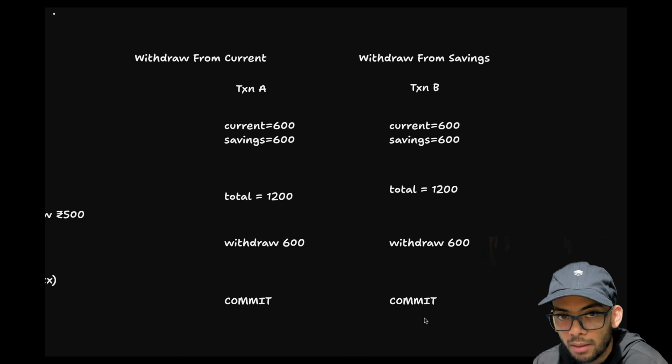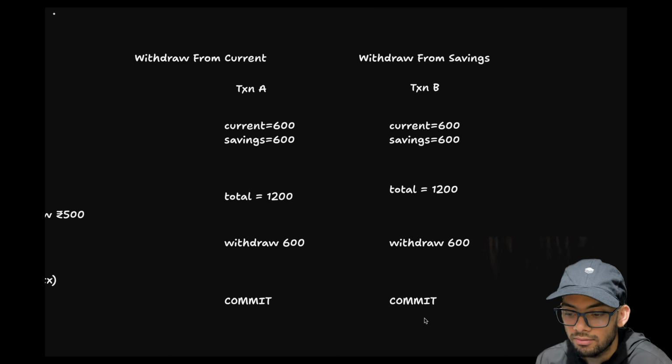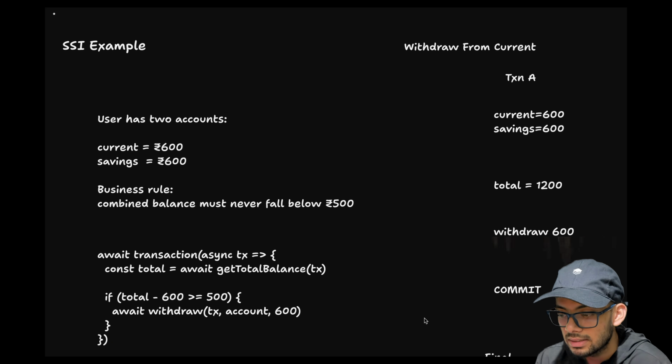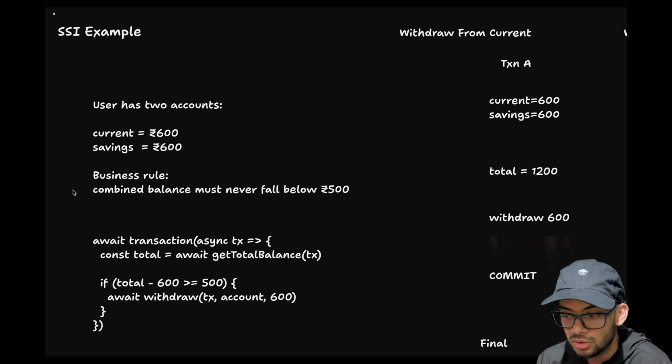But you see what happened here, right? They both read the same value at the same time and decided it was valid to withdraw the 600 amount. But as you can see, that ended up breaking our business rule, that the combined balance must never fall below 500. This is a common occurrence and it is also known as write skew.